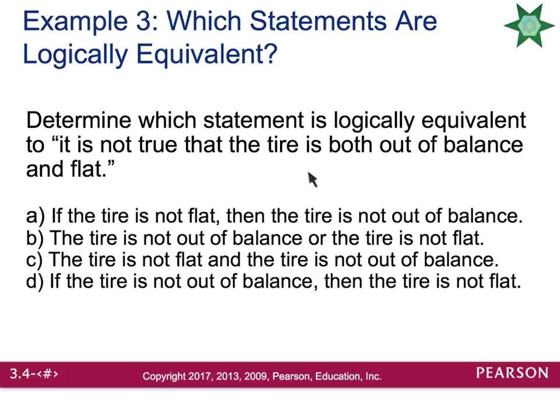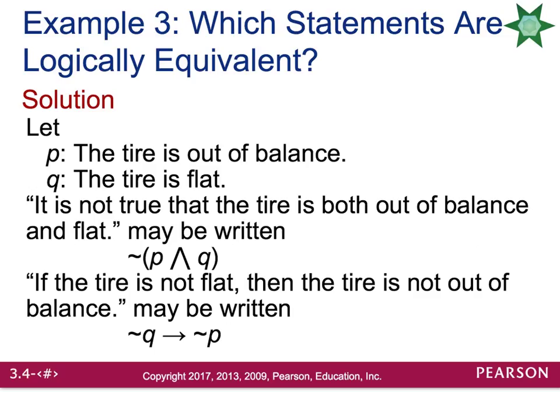Now we're going to use simple statements. One simple statement would be the tire is flat. Remember, there's no not there. And the other statement would be the tire is out of balance. We'll save the nots for our negations. Our simple statements should not have a not in them. They should be just the tire is flat or the tire is out of balance. So we'll use P as the tire is out of balance and Q as the tire is flat.